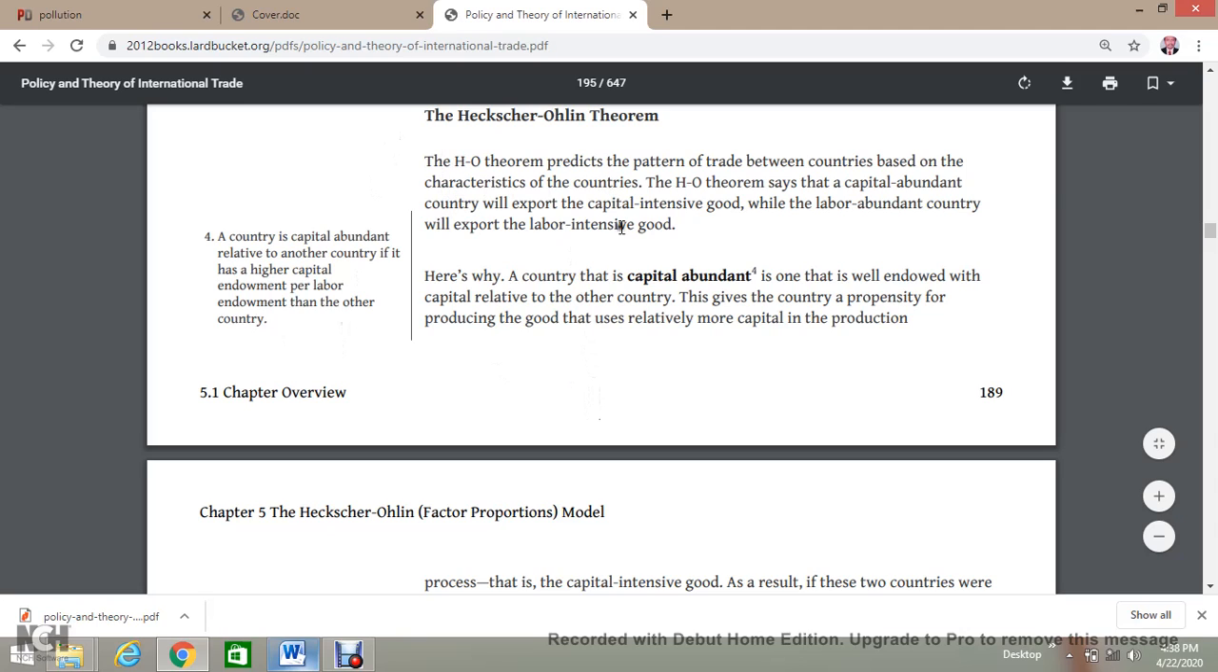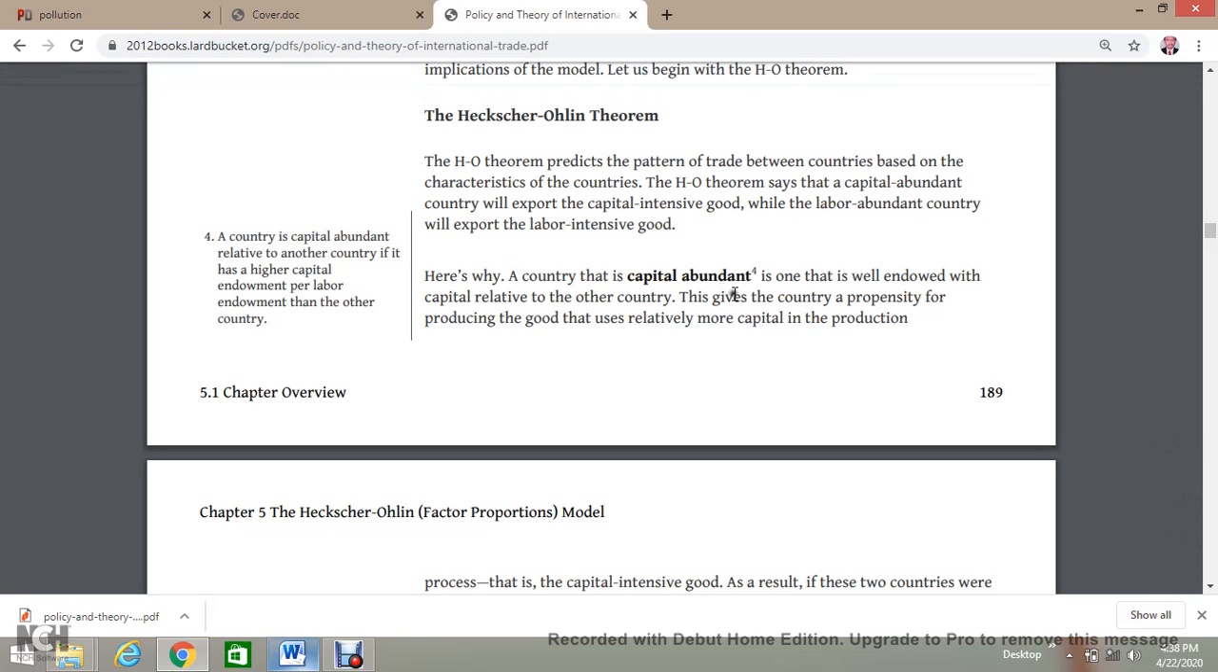The Heckscher-Ohlin theorem predicts the pattern of trade between countries based on their characteristics. What are those characteristics? If a country is capital abundant, it uses the available capital and produces commodities. If the country is labor abundant, it utilizes more labor to produce commodities.